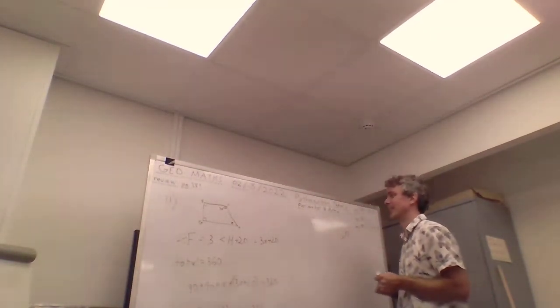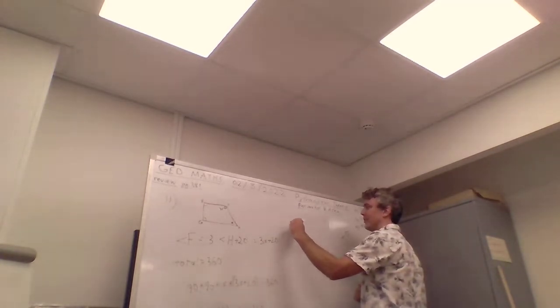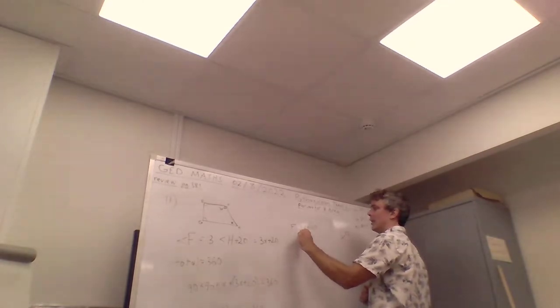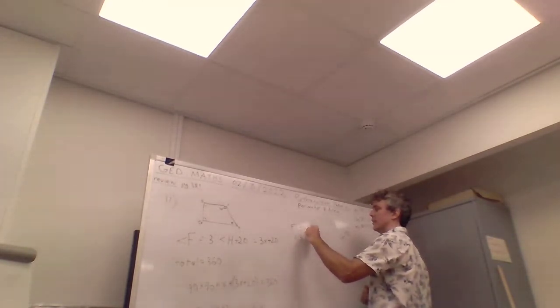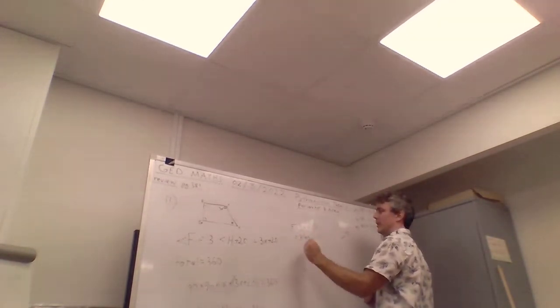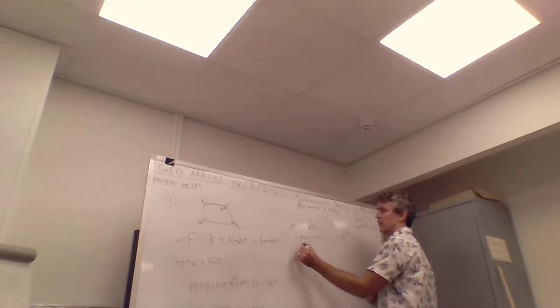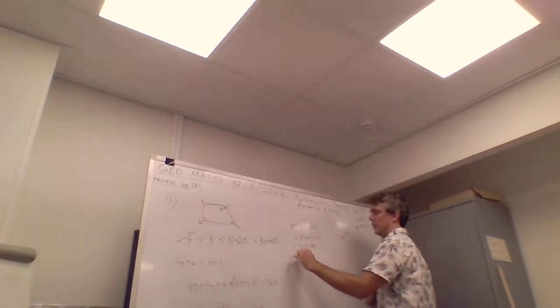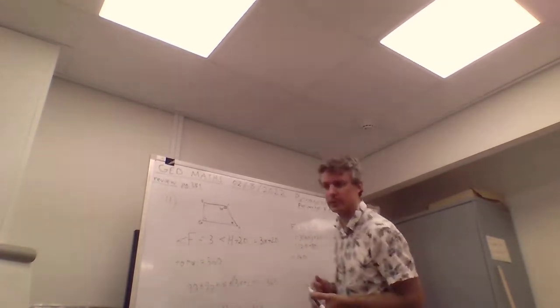All right? Okay. So f equals 3x plus 20. Now we know x is 40. 3 times 40 is 120. 120 plus 20 equals 140. All right, is that an option?